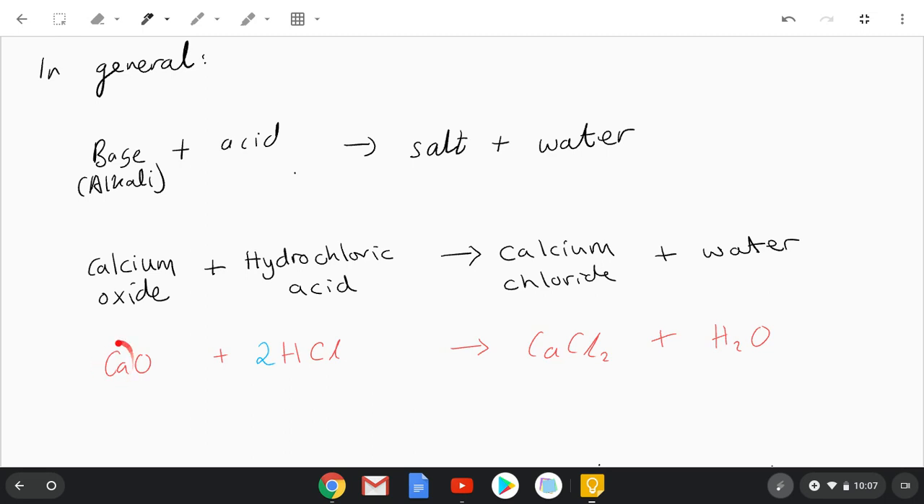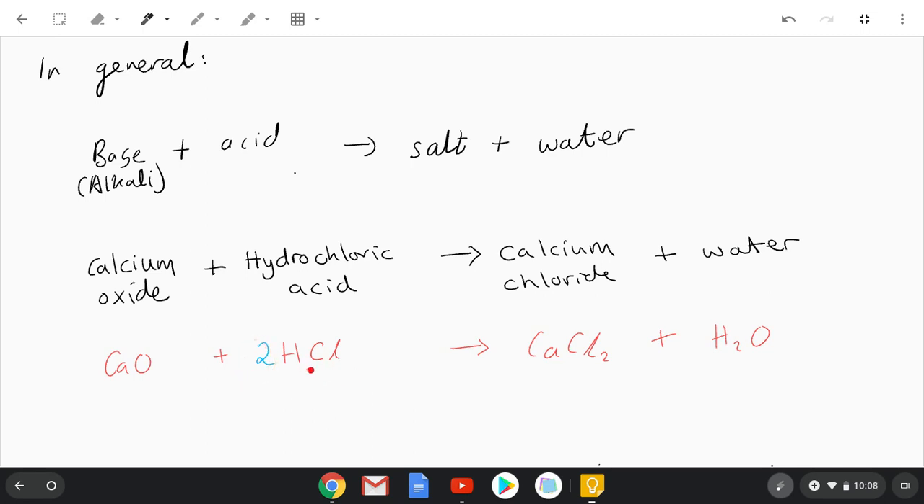So on the left-hand side, we have one calcium. On the right-hand side, we have one calcium. So that's pretty much balanced so far. Let's look at the next element, oxygen. One on this side, one on this side. Okay, right, then let's look at the hydrogen. There's one here, but there are two here. So straight away, I'm thinking I need to double the hydrogen on this side. So I've put a 2 in front.